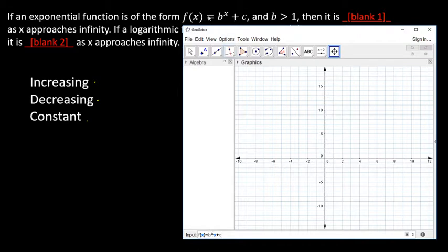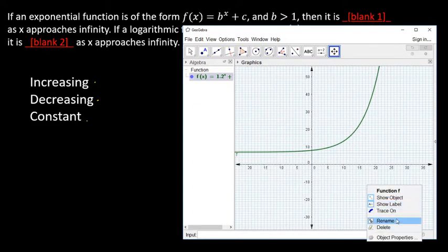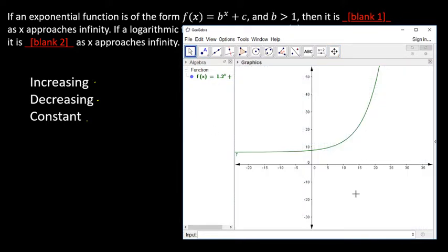It tells me that b is going to be greater than 1, so I can pick any value greater than 1. I'm going to pick 1.2, just because that's some number greater than 1. And then plus c, some constant, I'll pick 7. Alright, so I've graphed that. You can see the graph pretty well, and the question is, let's get rid of the grid lines here, if we can. There we go. Is this increasing, decreasing, or constant?